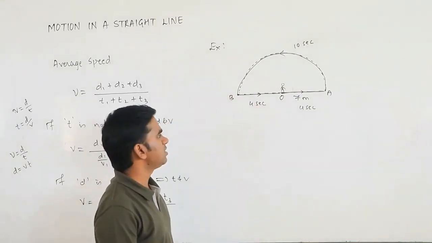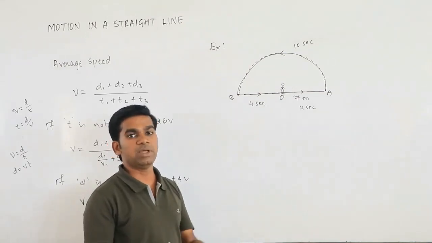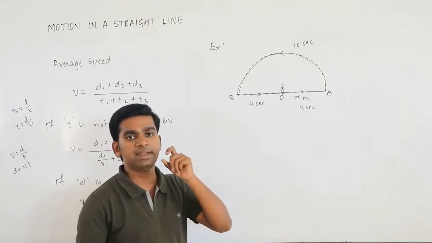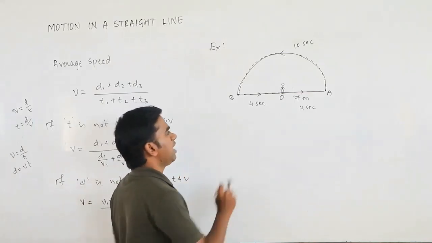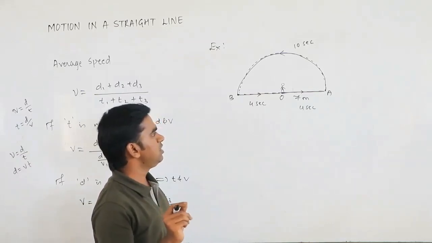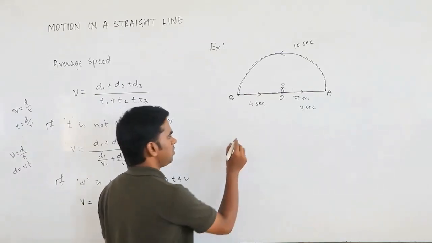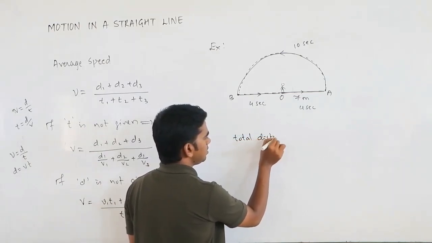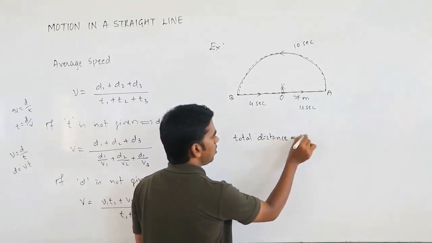Now what are they asking? They are asking you to find the velocity. Simple velocity you cannot calculate, so what you have to calculate is average velocity. To calculate average velocity, first you should know the total distance. What is the total distance traveled?